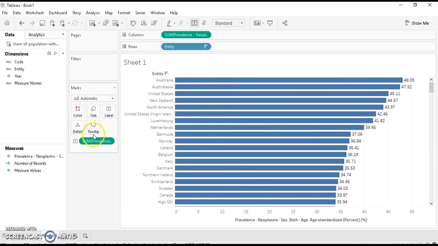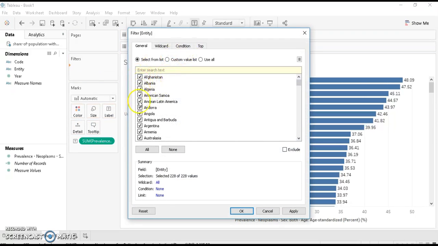The next thing I will have to do is filter this information. Because what happened with the data that I have, some data does not belong here, like North America. I'm looking for countries, not part of, just United States. It's North America. So that North America includes America and Canada. So it shouldn't be here. This high SDI shouldn't be here. This shouldn't be here. So now what I'm going to do is I'm going to take entity. I'm going to place it into filters. And then I'm going to uncheck anything that I do not want shown on here.